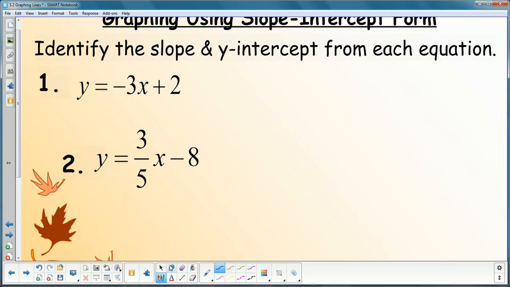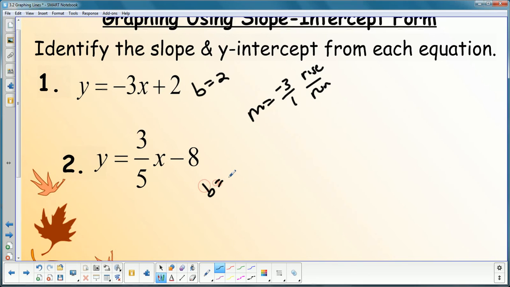Looking at two examples in slope-intercept form, we'd see that our b value here is 2 and our slope is -3. Now I would write this as a fraction so I can see my rise over my run. So I have -3 over 1.